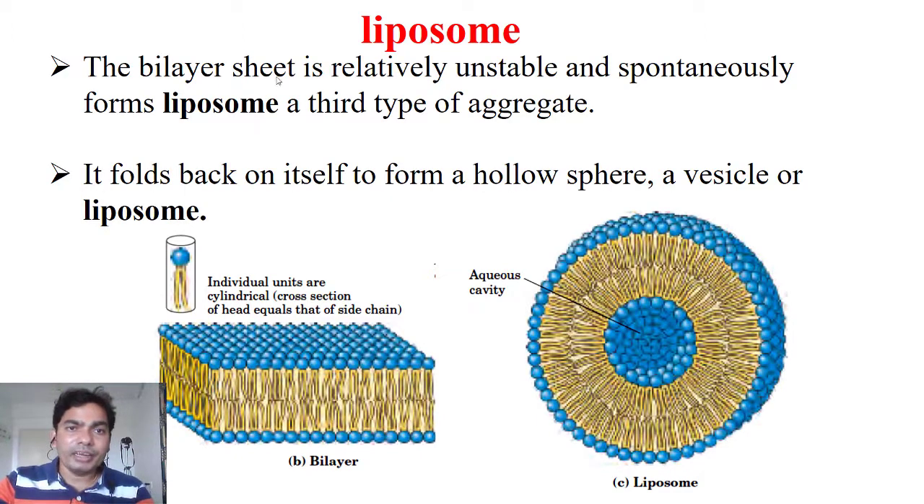Right? So this bilayer sheet is relatively unstable and spontaneously forms the liposome, a third type of aggregate. It folds back on itself to form a hollow sphere, a vesicle, or the liposome. So this is called a liposome. This vesicle is called a liposome. This one is the bilayer. This bilayer actually converts to the liposome.